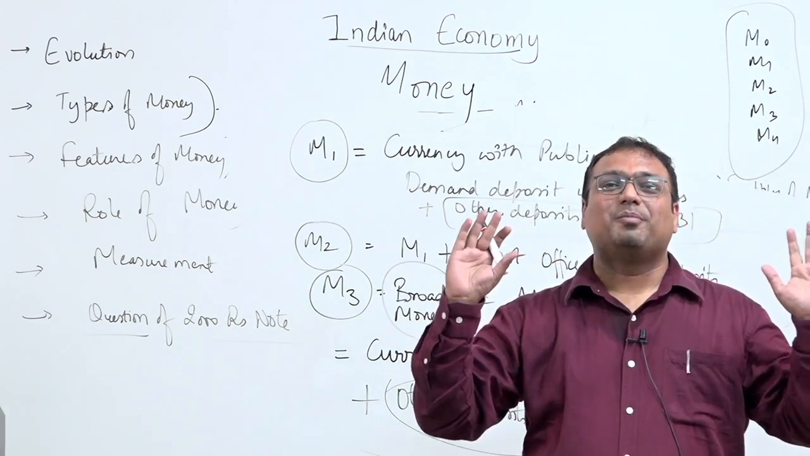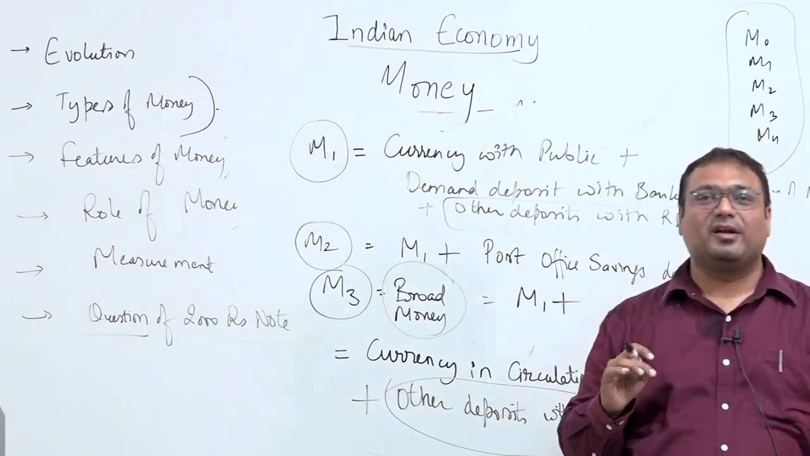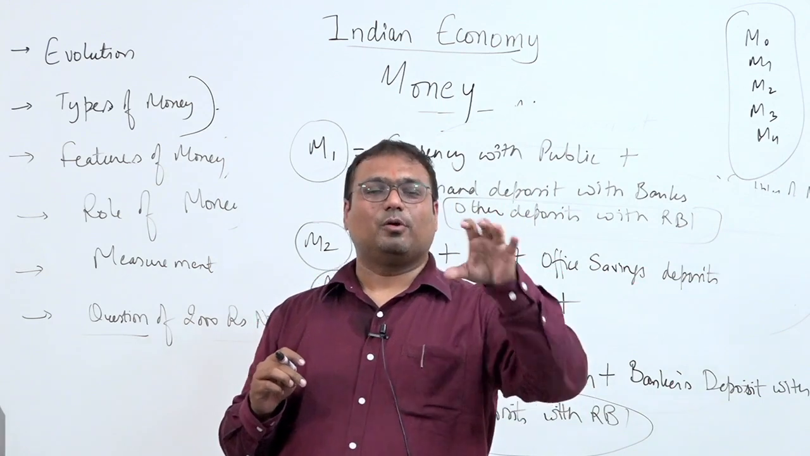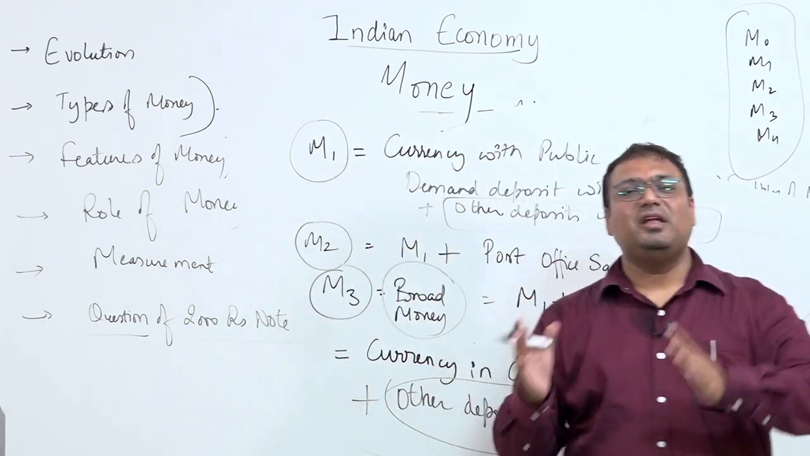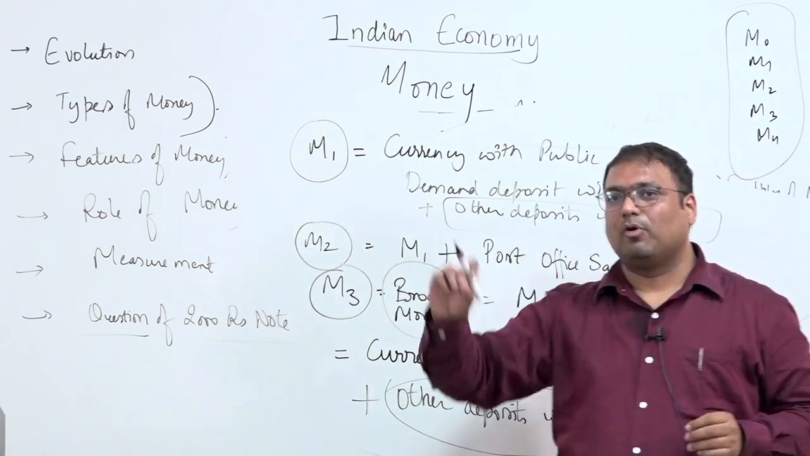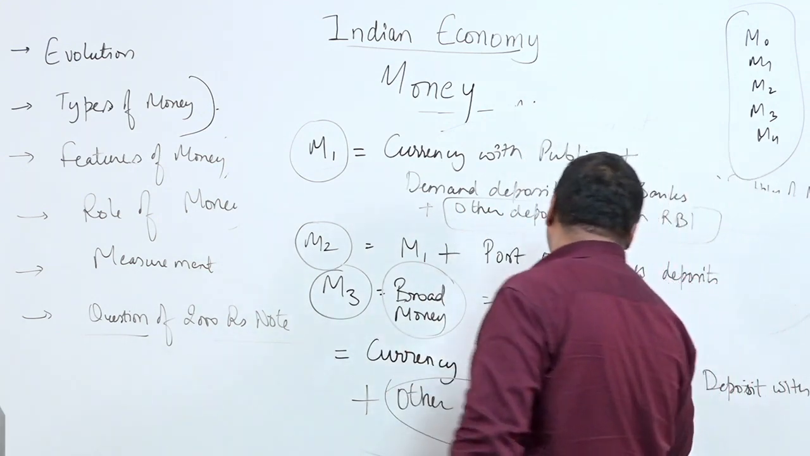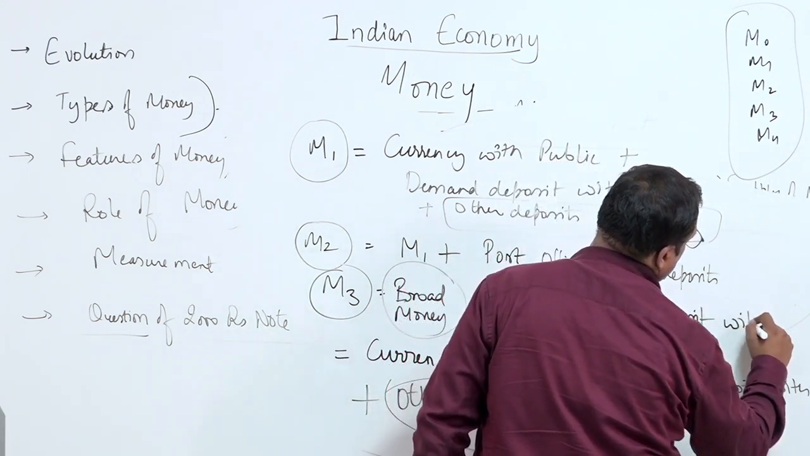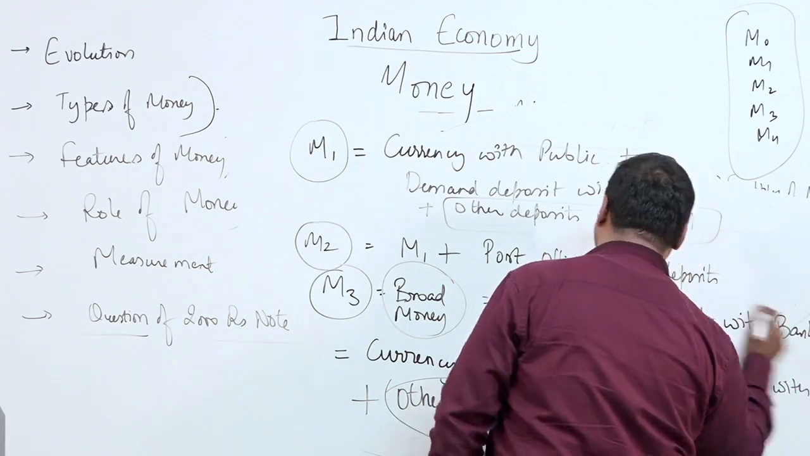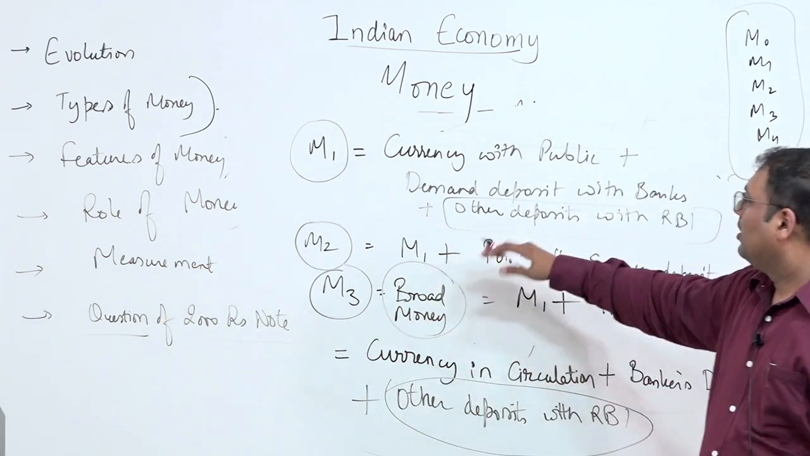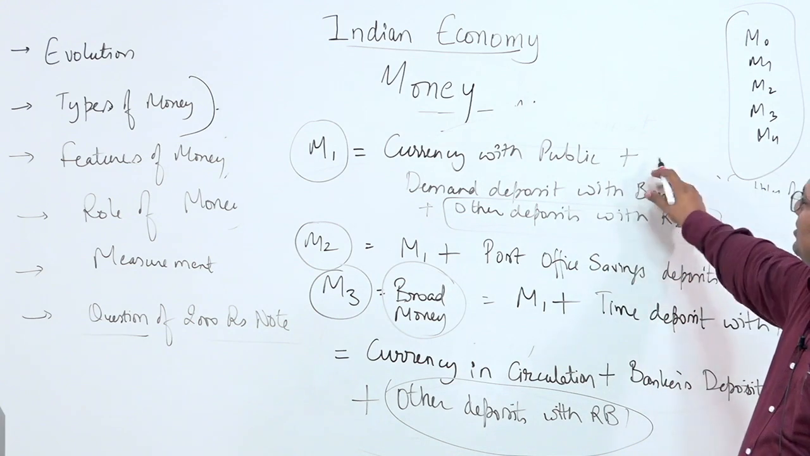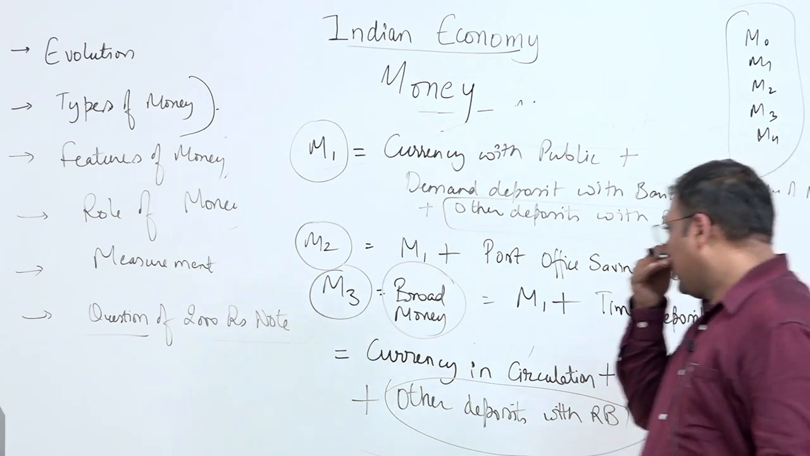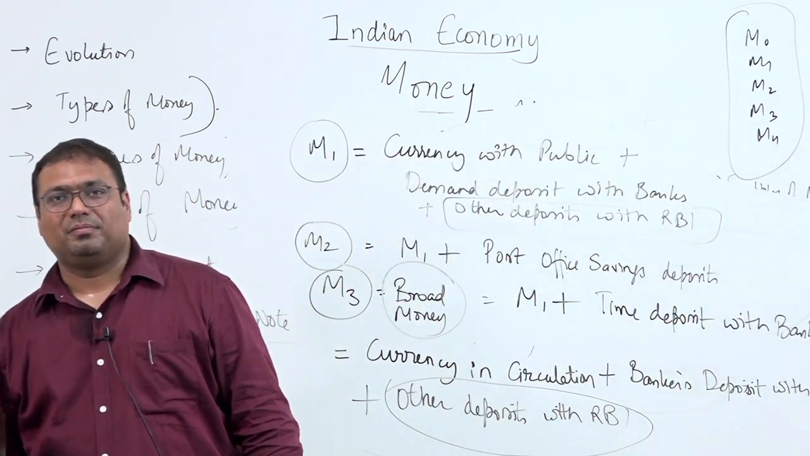Almost all of you have heard of fixed deposits. Some of you may not have heard of recurring deposits. It's more like a SIP, where you deposit money every month instead of depositing money at once. In an FD, you deposit money at once. In a recurring deposit, you deposit regularly. So basically M1 plus time deposits with banks. Since we are adding these to M1, it automatically includes the demand deposits with banks and other deposits with RBI. We are not writing it every time. So this is M3 and it is the official measure.